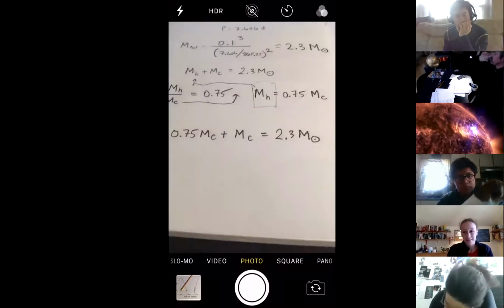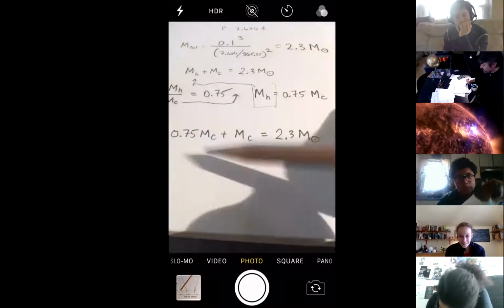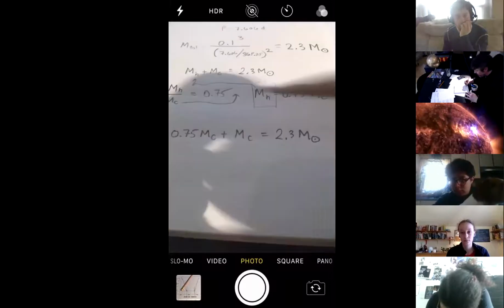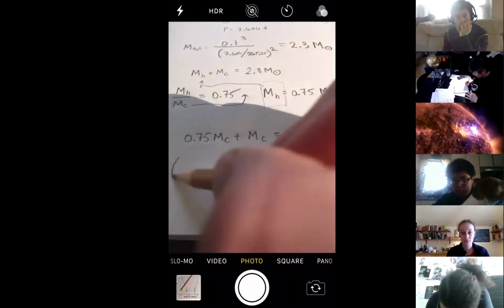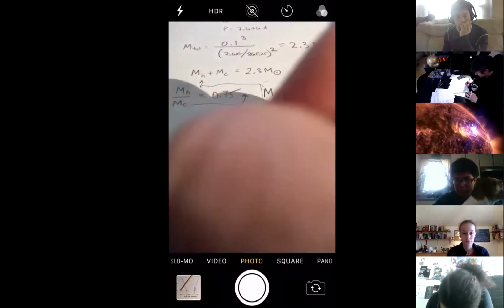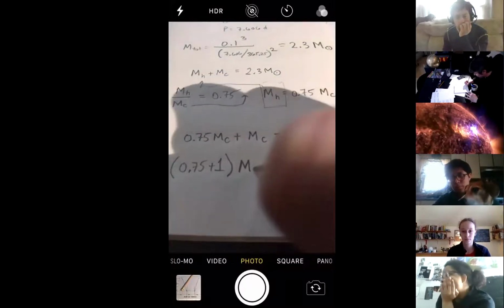What do I do, algebra lovers? Divide 0.75 on both sides. That won't help you, because you'd have to divide it by all three terms. Take out the MC. Oh, factor out the MC, Morgan? Yeah. You're a genius. So what happens if I do that then? What do I have in the parentheses? 0.75 plus 1. That's right. Very good of you.